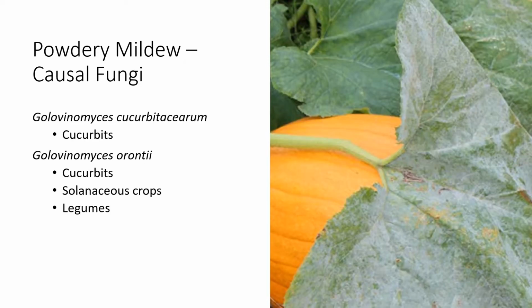So I'm going to start backwards. The 2 least common Golovinomyces species can be either cucurbit specific or, as in the example of G. orontii, infect a lot of cucurbits but also be able to infect solanaceous crops or legume crops. So we see these less, but again, they are out there, and we can definitely see them as causal agents here in Kentucky.